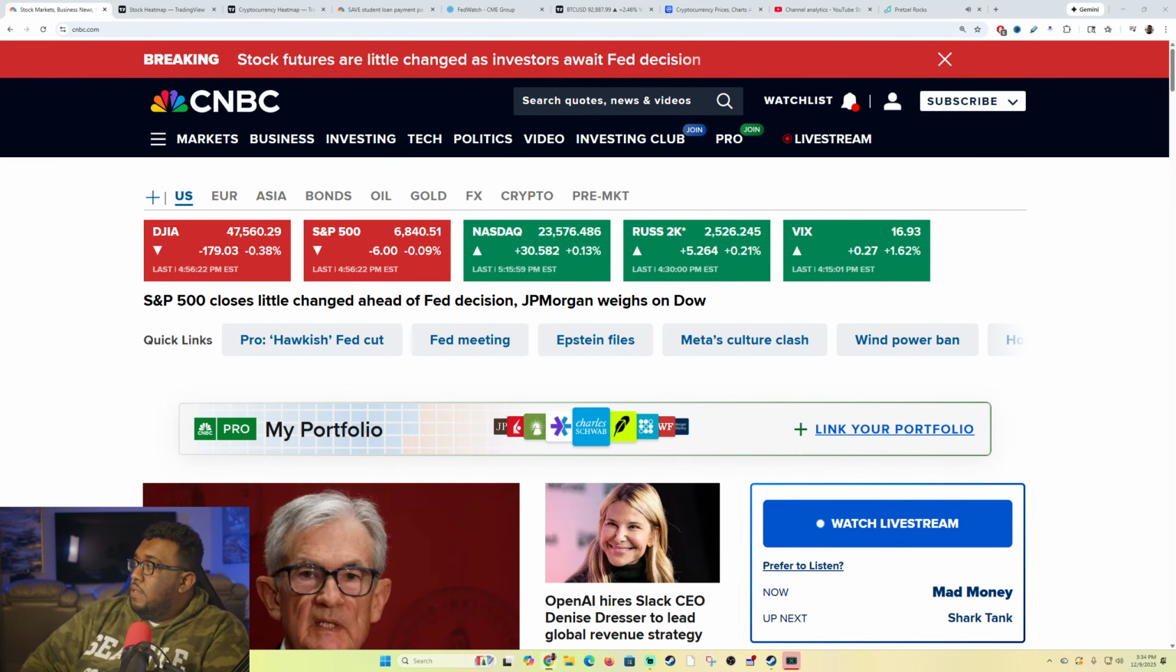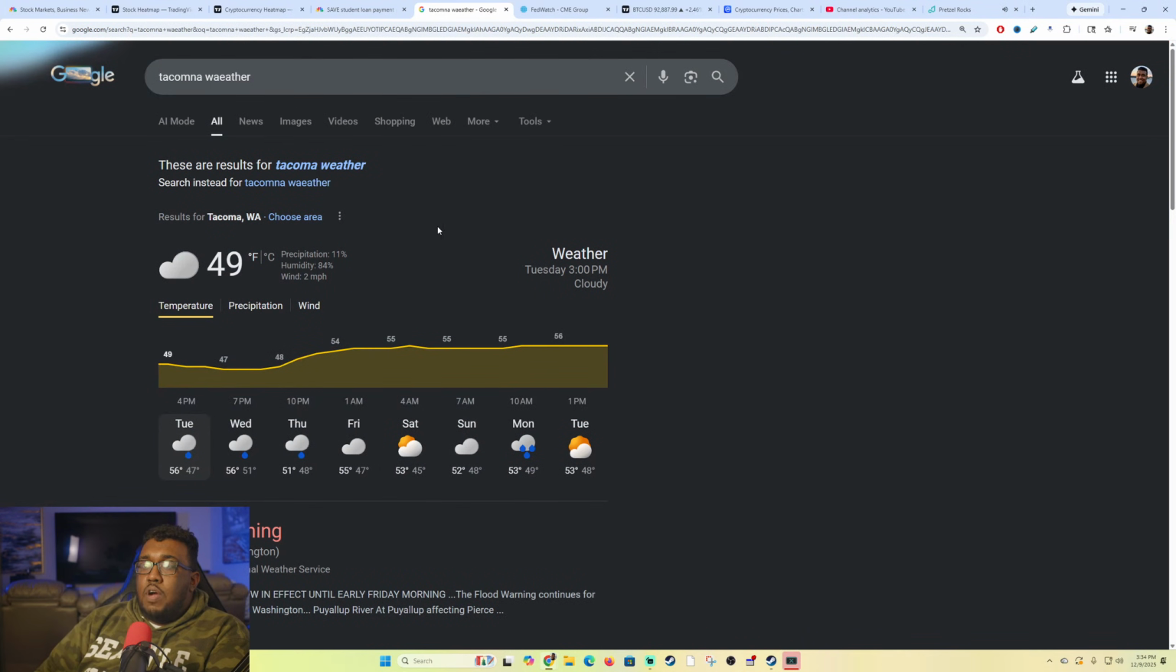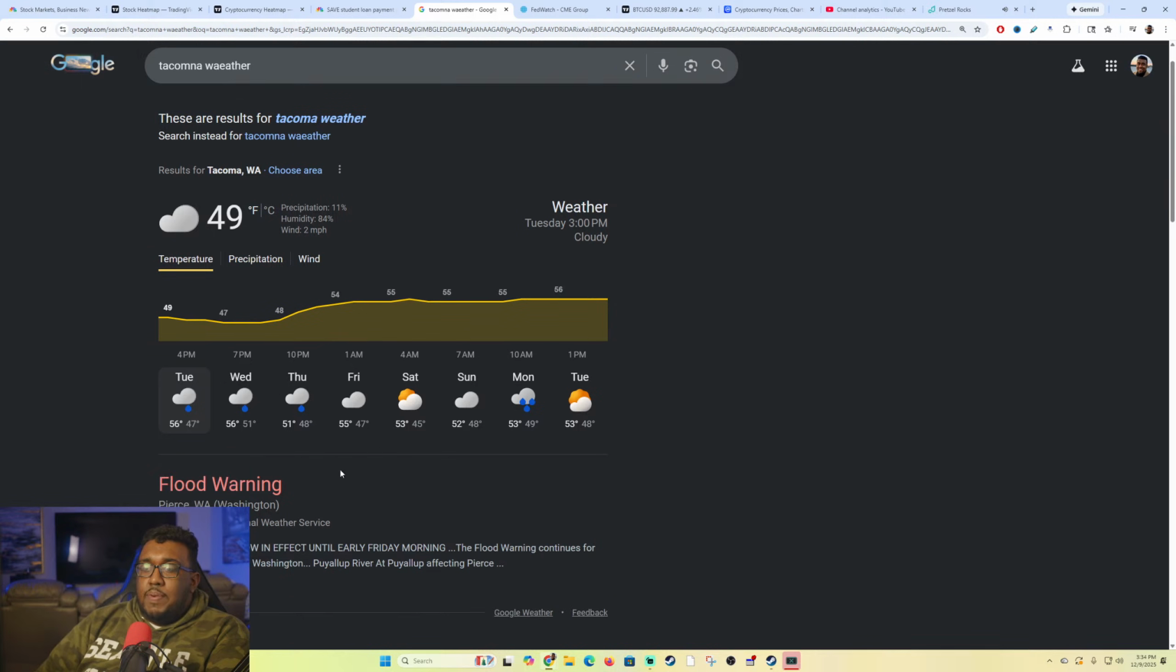Here's the forecast for where I'm at right now. It isn't supposed to clear up: rain, cloudy, then rain. Last night we were having a bunch of stuff. Oh, and we have a flood warning until Friday. It was bad. I was driving and I saw so many accidents yesterday.